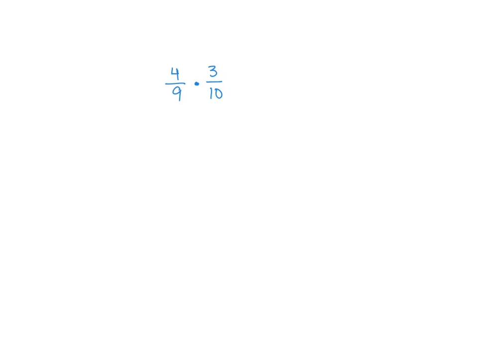So what can we cancel? 3 and 9. We can cancel a 3. 3 divided by 3 is 1, and 9 divided by 3 is 3. 4 and 10, we can cancel a 2. 4 divided by 2 is 2, and 10 divided by 2 is 5.